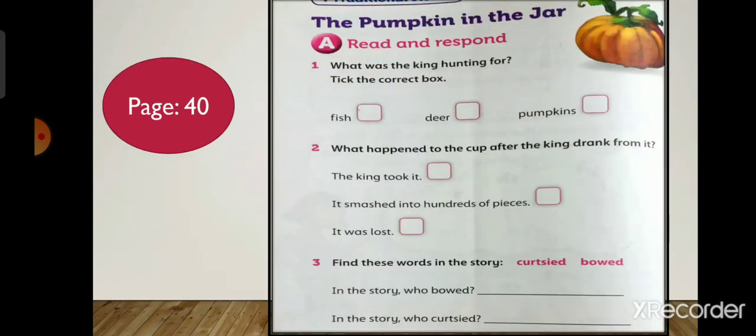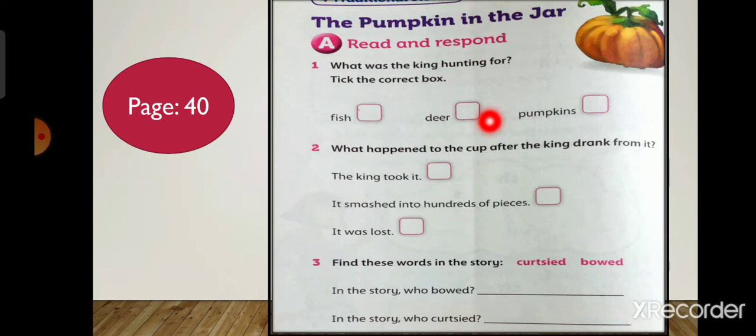Have you written? That's great. Now, put your finger on question number 1. Are you ready? Okay. Question number 1 is, what was the king hunting for? Here are 3 options. Fish, deer, pumpkins. You have to tick the correct box. Yes, you are right. The king was hunting for a deer, so you will tick in this box.